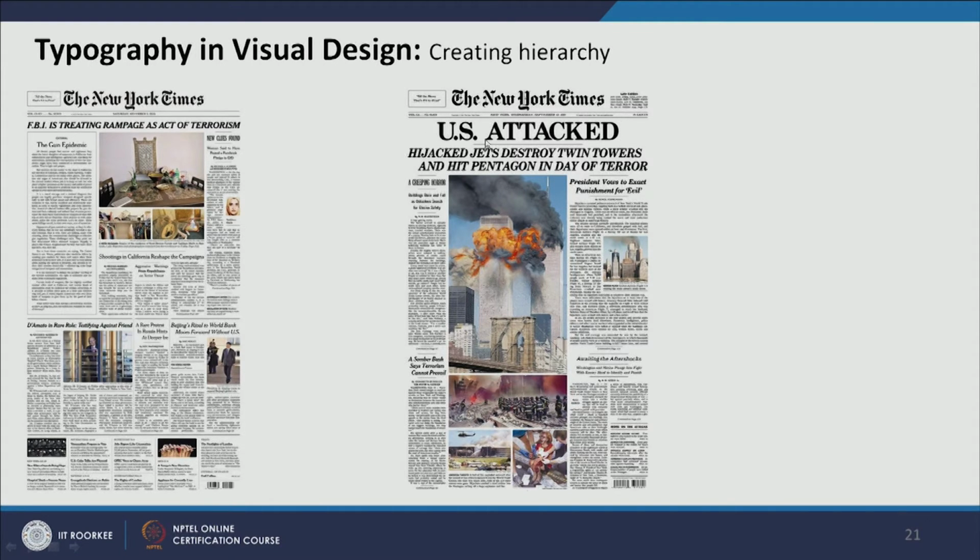Here you can see the US attacked, this news was so much more important. So, this dominates the newspaper's name. Here in this case, the newspaper's name has a lesser height, and the main heading has a larger height, because that was so striking and so important. The message was so important, and this was definitely a different case.